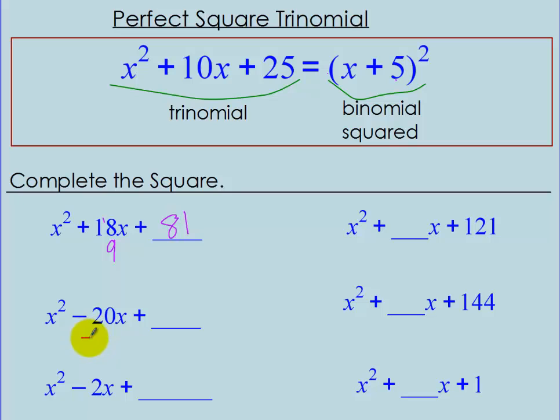For this next one, half of negative 20 is negative 10, and negative 10 squared is going to be positive 100. Half of negative 2 is going to be negative 1, and negative 1 squared is going to be positive 1. So that's how you complete all of those squares.